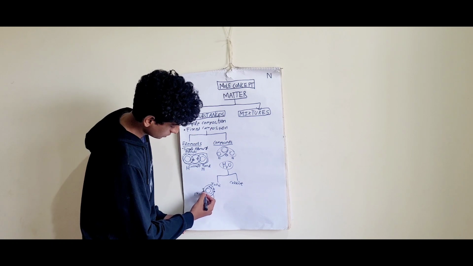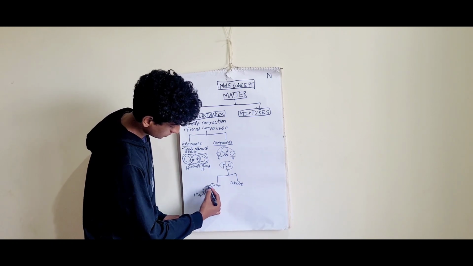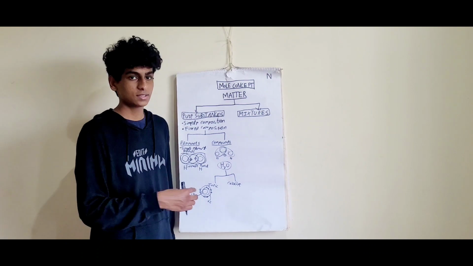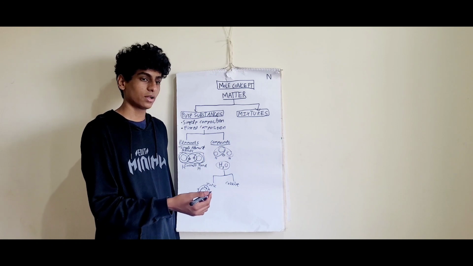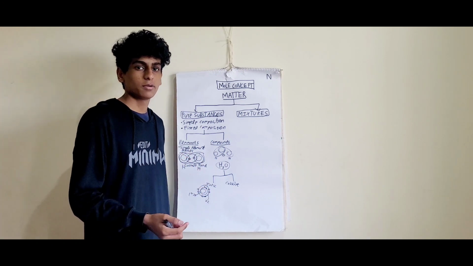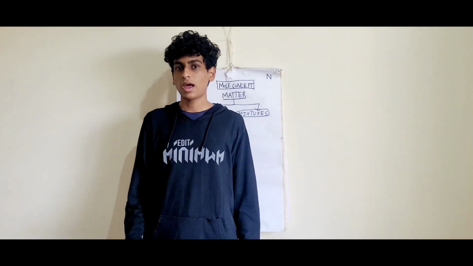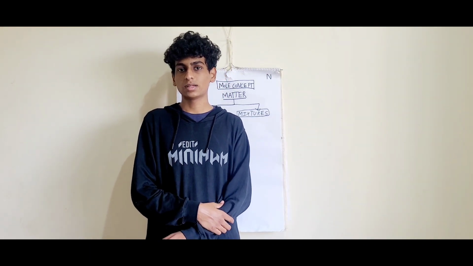But suppose this element has only 6 electrons and it's missing 2 electrons. So its valency is 2. So this element needs to join with another element that provides 2 electrons to it. That is known as an ionic bond.